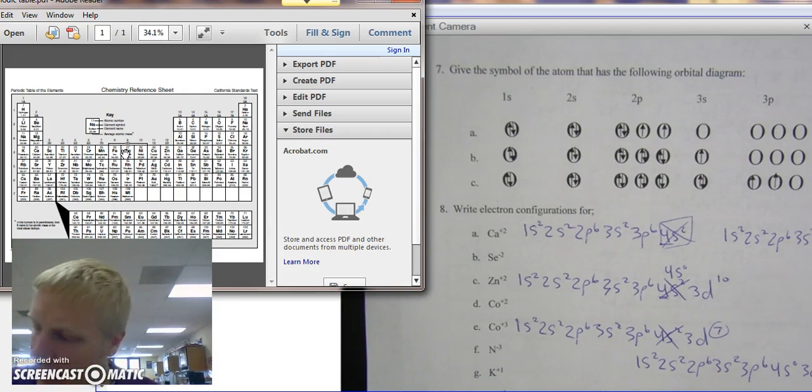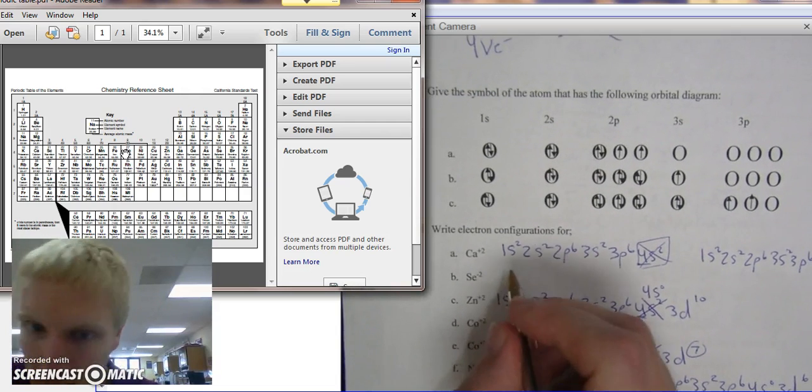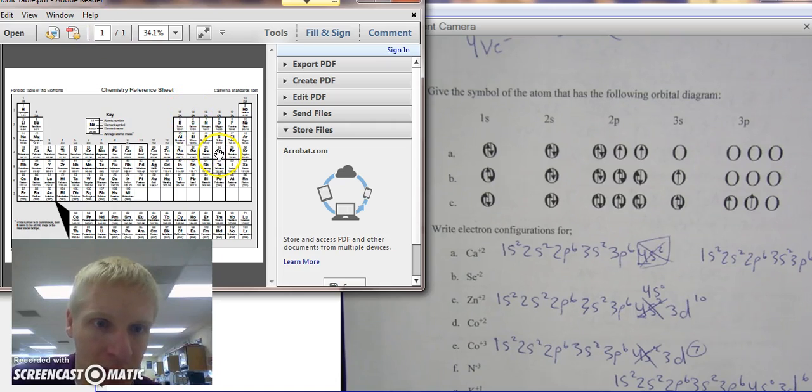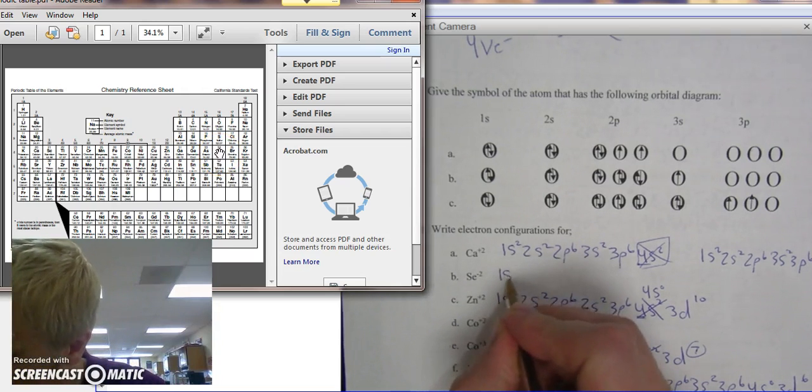And it looks like we haven't done an anion yet, so why don't we do selenium? Selenium is right over here, Se number 34. We got 1s2, 2s2, 2p6, 3s2, 3p6, 4s2, 3d10, 4p, 1, 2, 3, 4. Alright, that's a longer one.